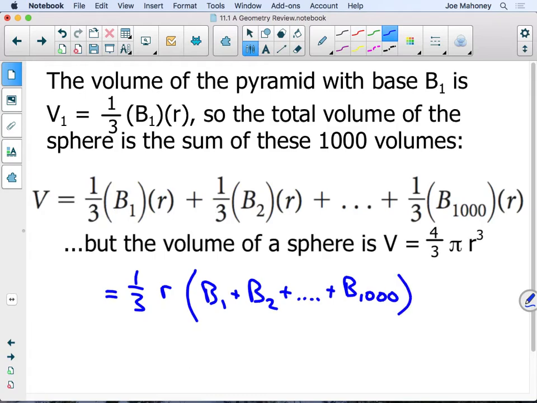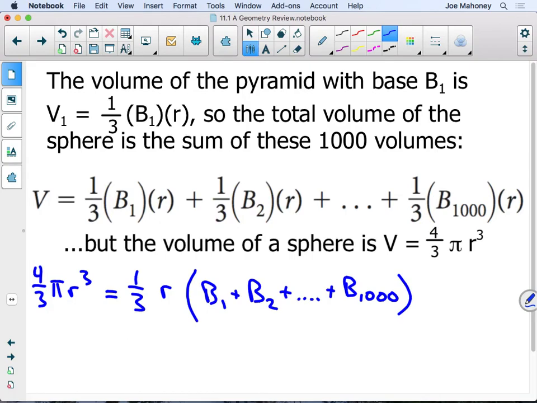Cool. That's my volume of the sphere. But the volume of the sphere is also 4/3 pi r cubed. I don't want to write V over there. I'm going to plug in 4/3 pi r cubed for V. All right, where are we going with it?